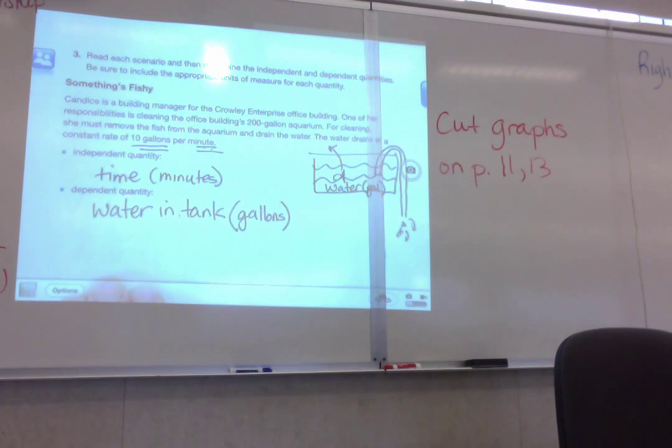So we need a graph where something starts high and goes straight down. Does it ever go back up? Not until after this scenario's over and she's done cleaning and puts water back in. But we're just talking about the draining. So it's only going to go down, and it's going to start high and then go down. Do you have a graph in one of these that looks like it might represent something fishy?